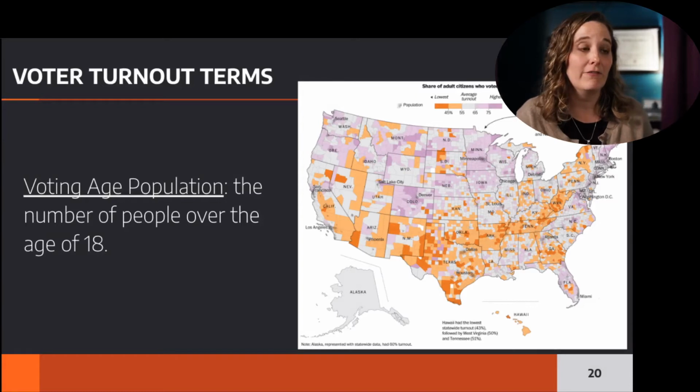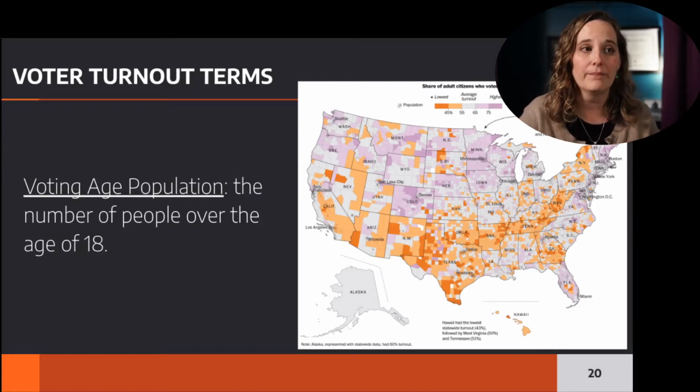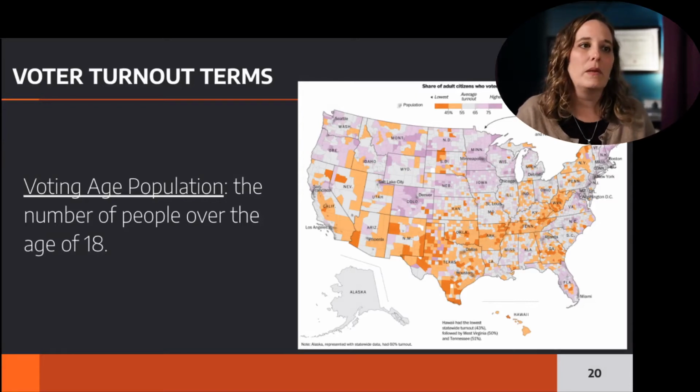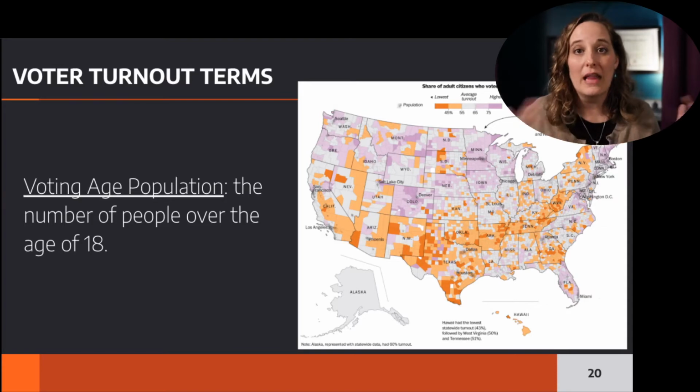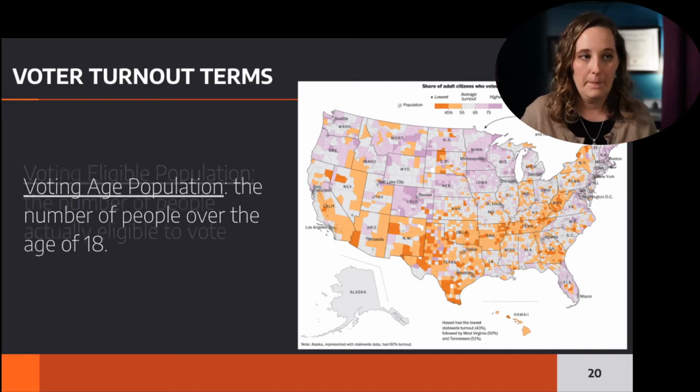The first being voting age population. This is the number of people who are over the age of 18. Whether they vote or not, whether they are allowed to vote or not, this is all people in an area who are over the age of 18.